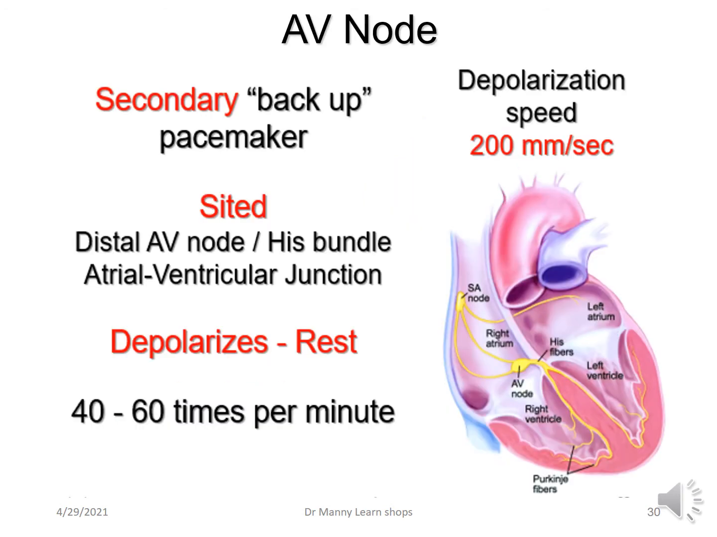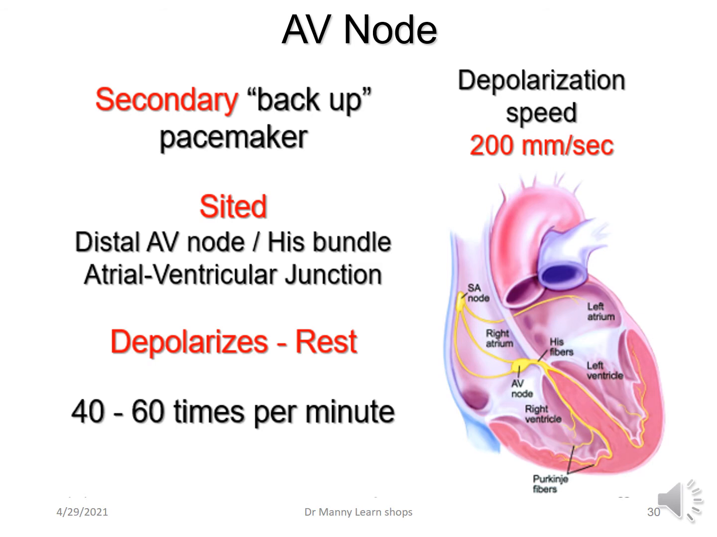The AV node is also known as the secondary or the backup pacemaker, just in case something happens to the SA node. The current travels through the intra-atrial pathways at around 1,000 millimeters per second, but when it gets to the AV node, it slows right down to 200 millimeters per second. The purpose of that is to slow conduction to give time to the atria to contract and empty their contents into the ventricles.